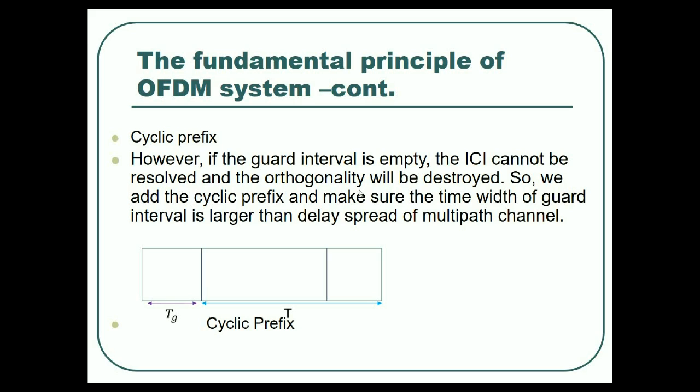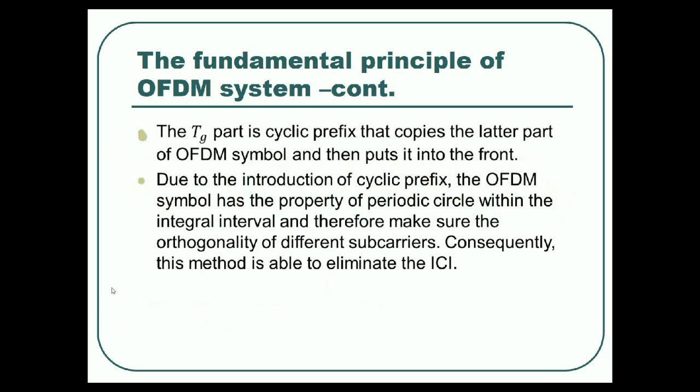This picture shows the cyclic prefix. The TG section is the cyclic prefix, and this part copies the latter part of the OFDM symbol and puts it into the front. Due to the introduction of the cyclic prefix, the OFDM symbol has the property of periodic cycle within the integral interval, and therefore makes sure of the orthogonality of different subcarriers.